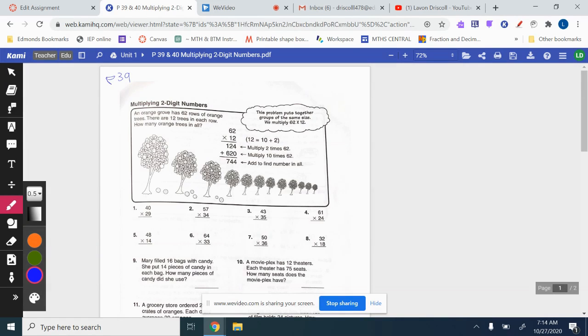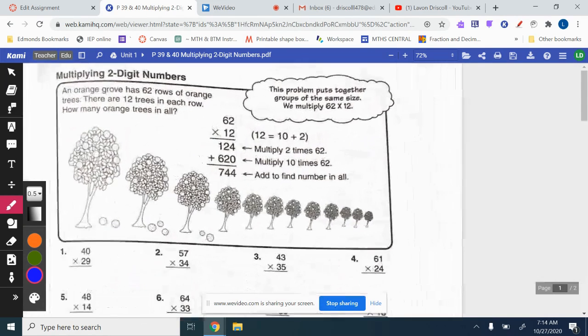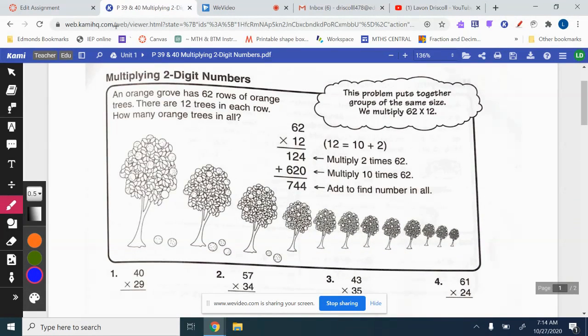Two-digit numbers, and it kind of creates a pattern. So let's zoom in here. The story problem says an orange tree has 62 rows of 12 rows each. "Each" tells me I'm going to end up either dividing or multiplying. But then it says "in all." So "in all" tells me I'm adding. So if I'm repeat adding, I am multiplying. So I'm going to take 62 times 12.